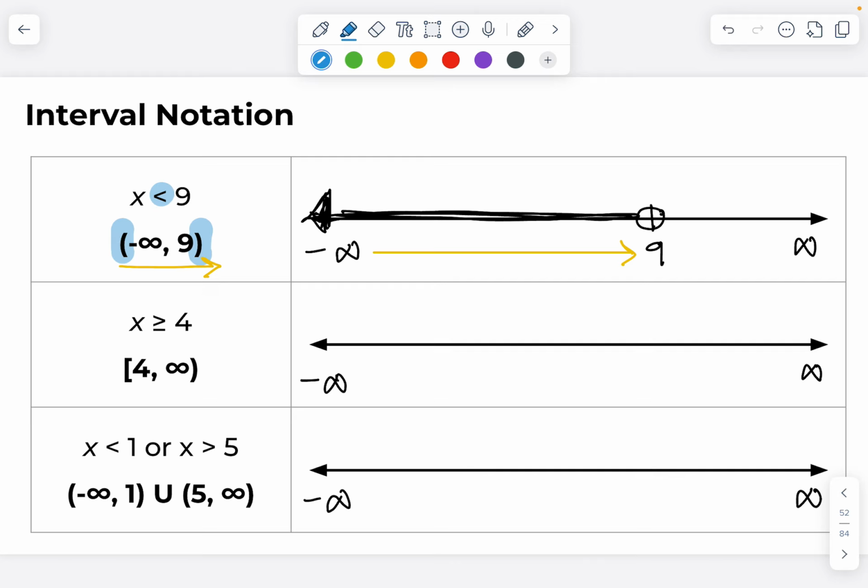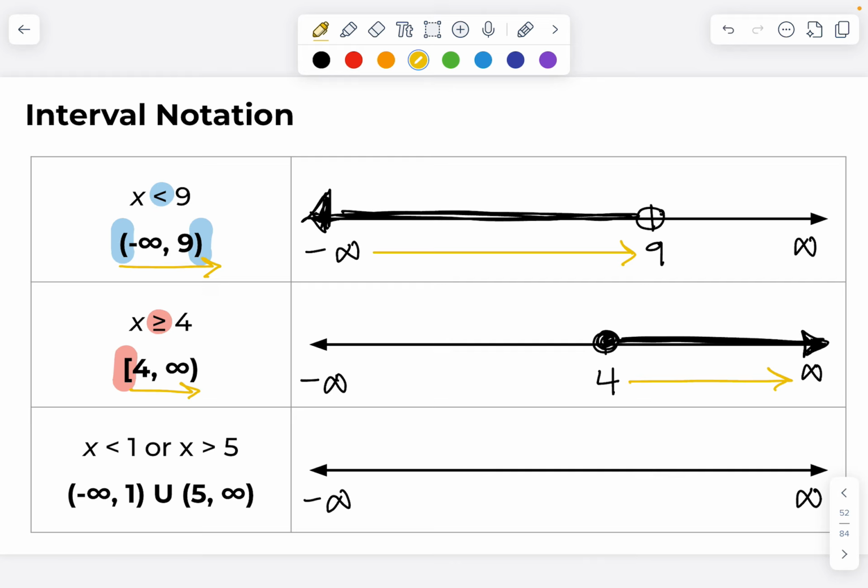Now let's look at one with infinity. Notice this is a greater than or equal to, so it has a bracket. If I think about my number line, I have a closed dot at 4, and then I'm greater than 4. So any number greater than 4 is going to be the numbers on this side of my number line. So I'm going up to infinity. And so that is my interval notation from left to right.